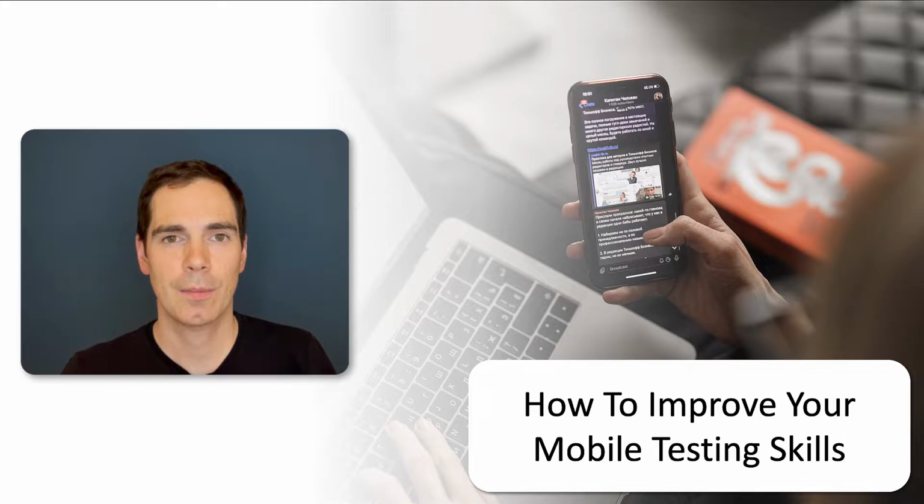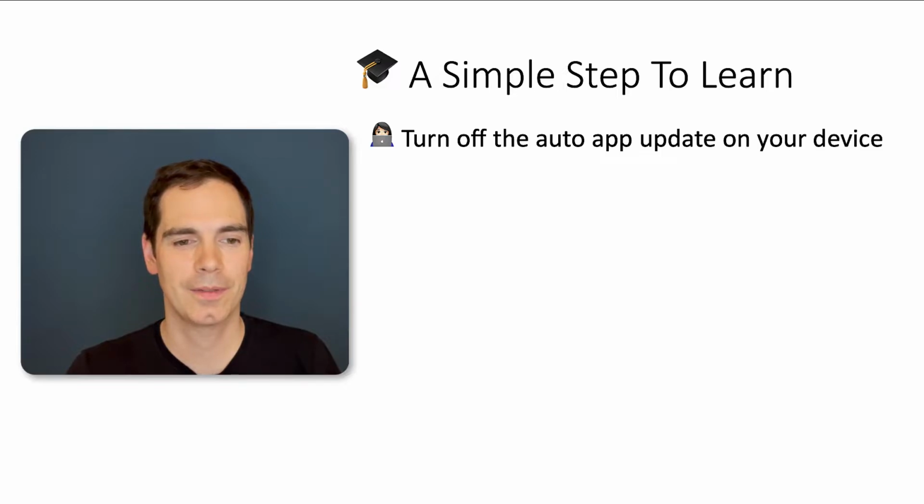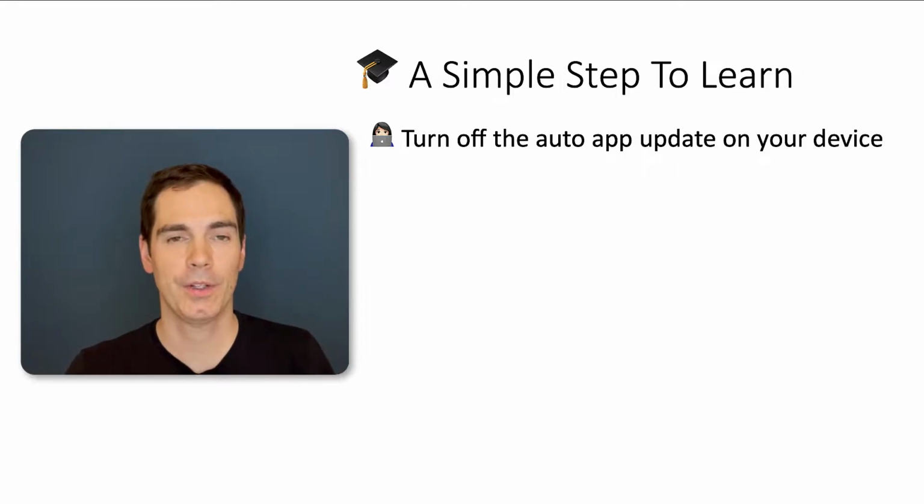And today I brought you some really simple and easy steps to improve your mobile testing skills. So let's take a look. There's one simple step to learn. What is this all about? The first thing that you should do right now is to turn off the automatic app update on your device.